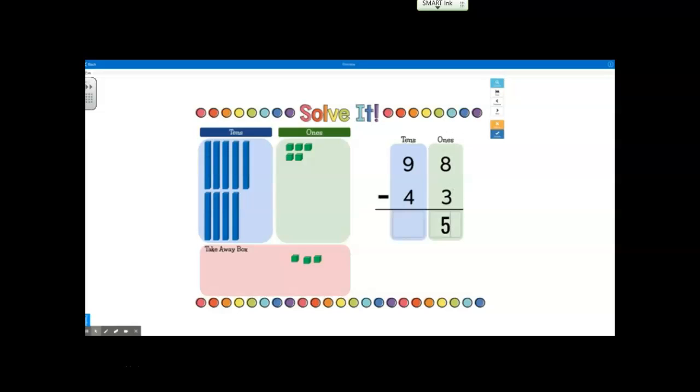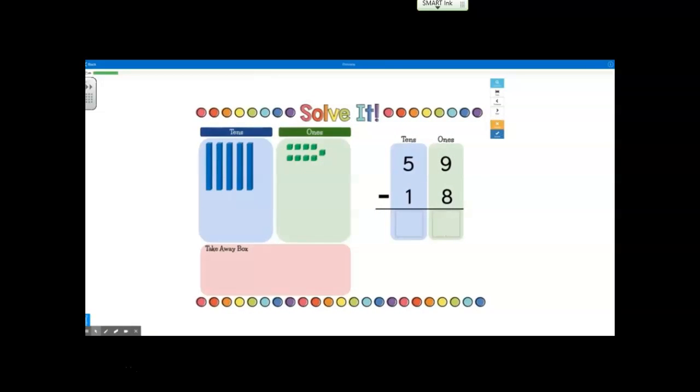Now we can go ahead and subtract our tens. We have 9 tens and we need to take away 4. So here's 9 tens and we're going to take away 4 of them. 1, 2, 3, 4. So how many tens do I have left? Correct. I have 5 tens left. And I know that's correct because 9 minus 4 is 5. So 98 minus 43 equals 55. You're going to complete that same process on the next 19 cards. Good luck. I know you'll do great.